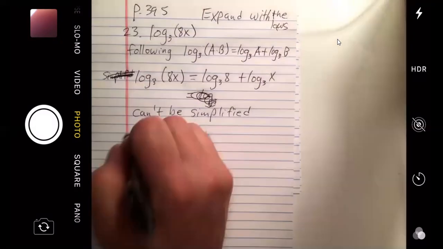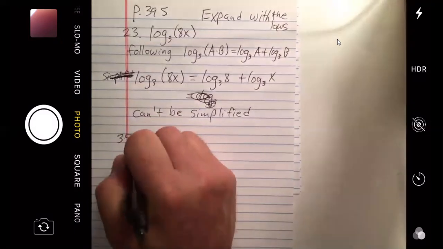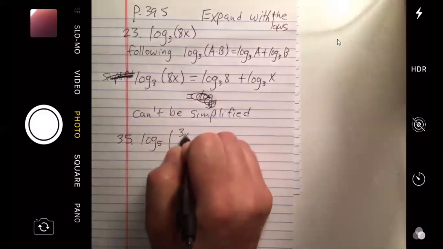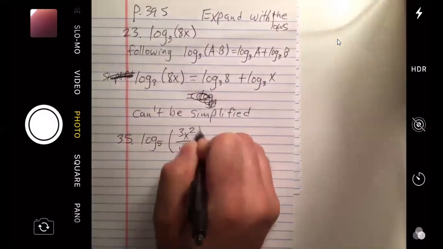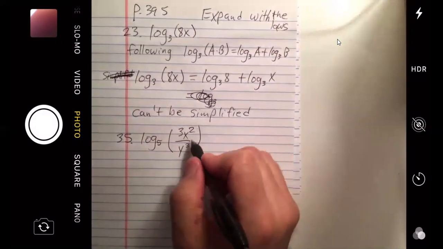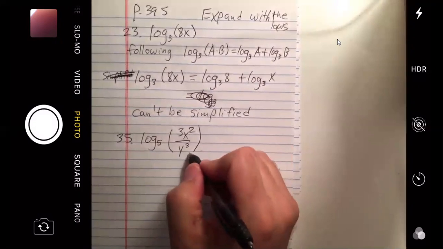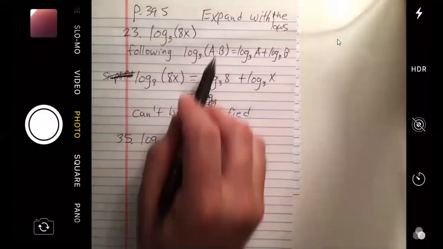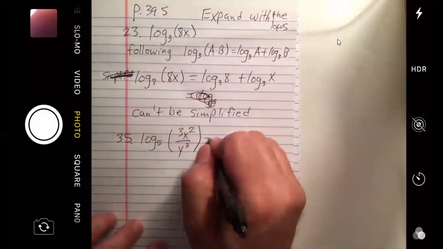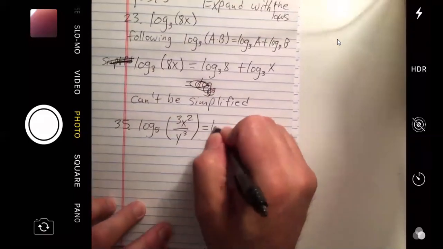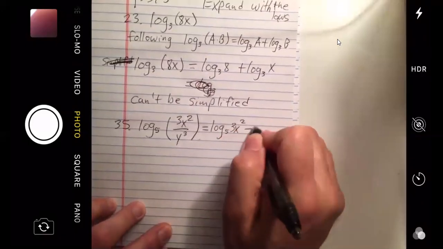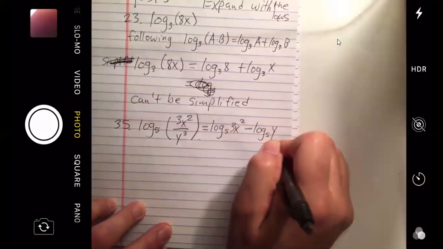You try another one like 35. Log base 5 of a 3x squared over y cubed. This is going to use a combination of law 1 and law 2. Remember, if these things are over each other, the logs subtract. I'll write it out with all the steps. You take the log of the top and you subtract the log of the bottom.